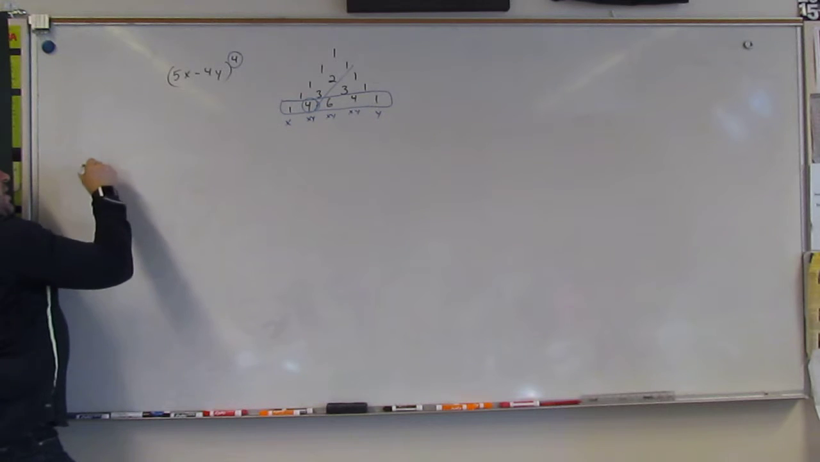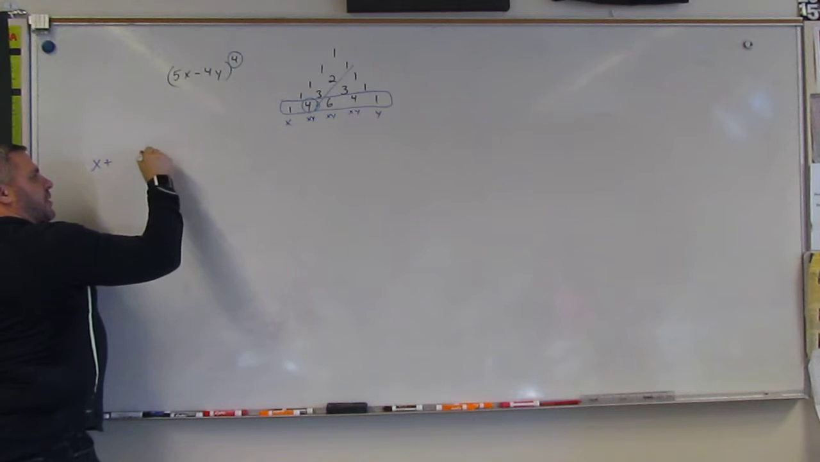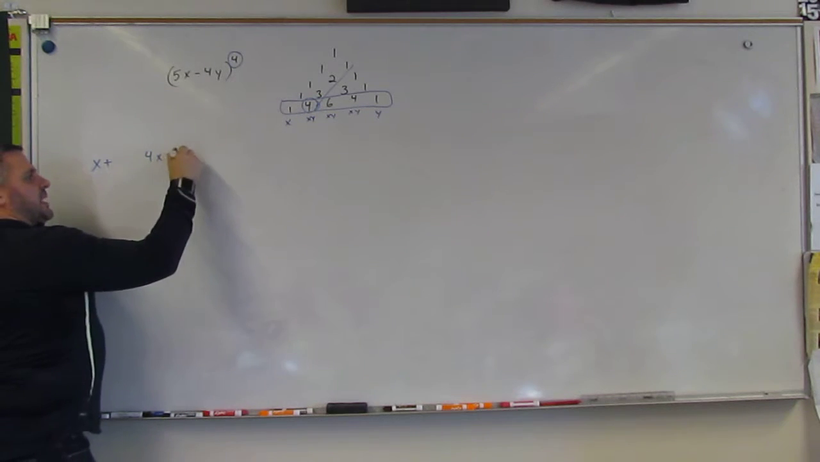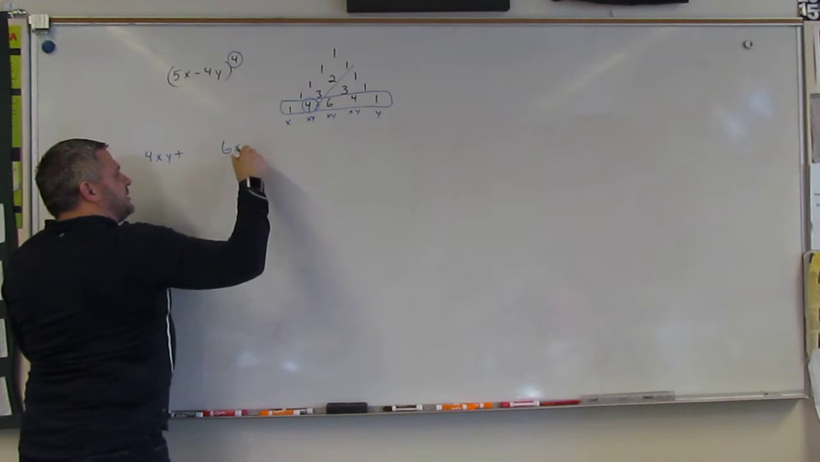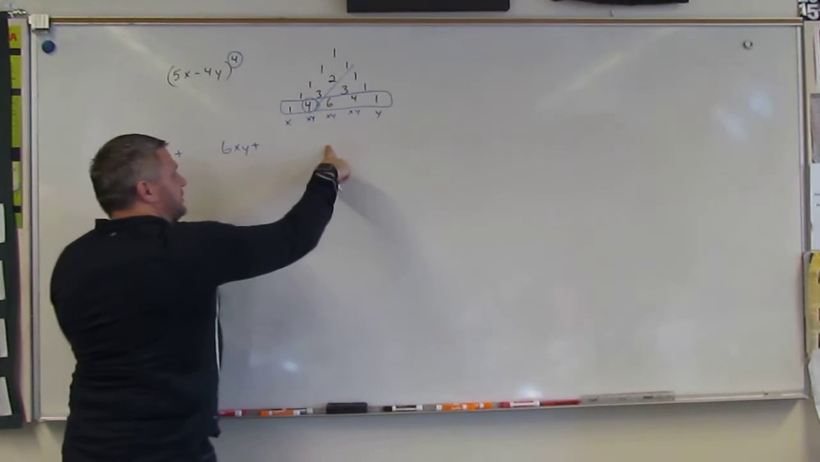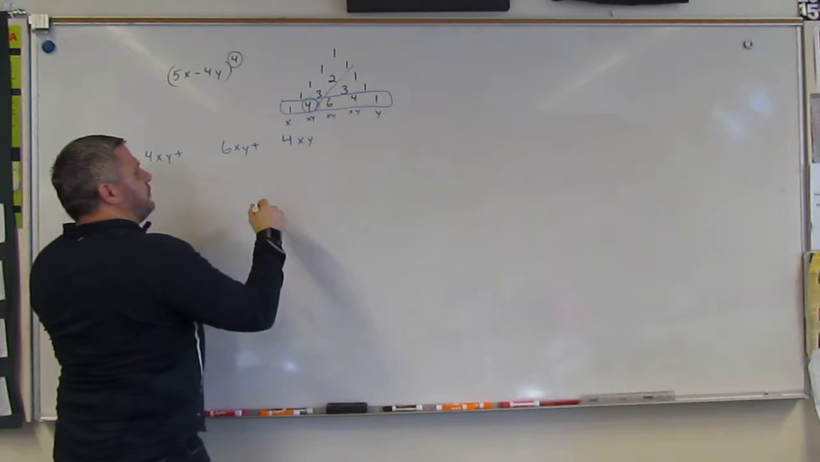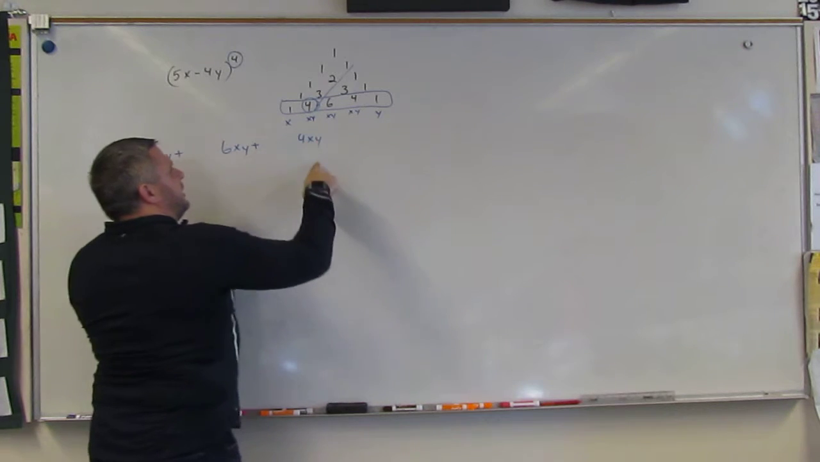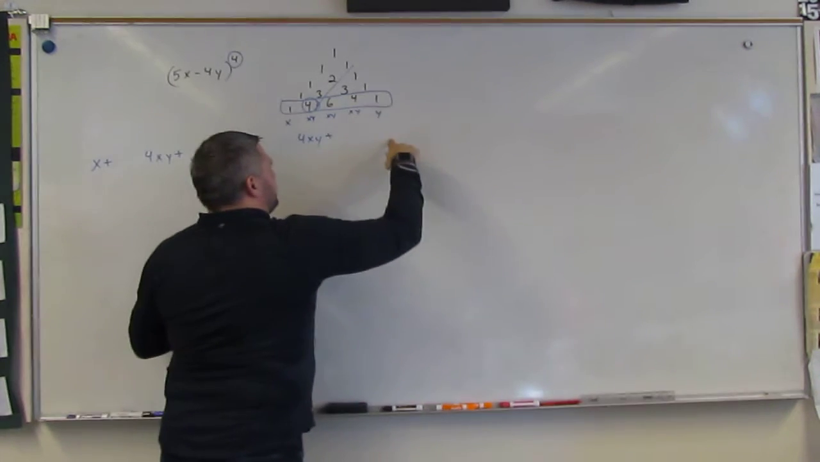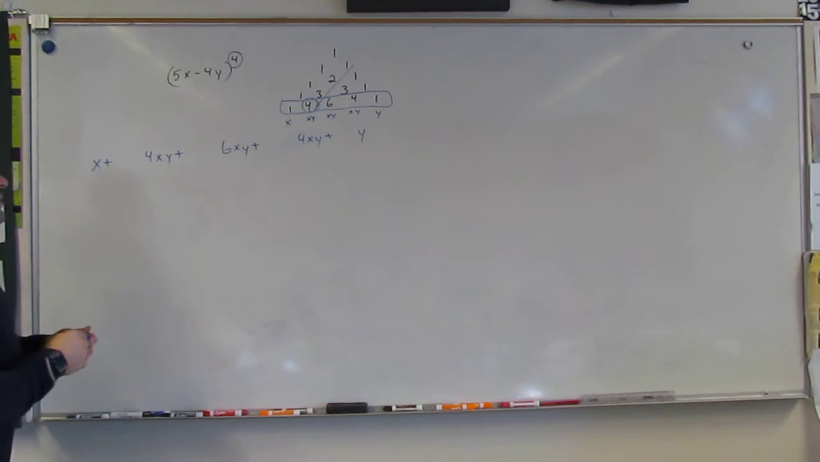So we're going to say that we have 1x plus space 4xy's plus space 6xy's plus space 4xy's. Right? That's not enough space. 4xy's. Right? And then plus space 1y. Okay? And that will really help us set it all up.